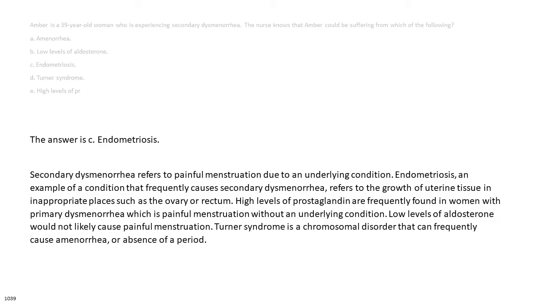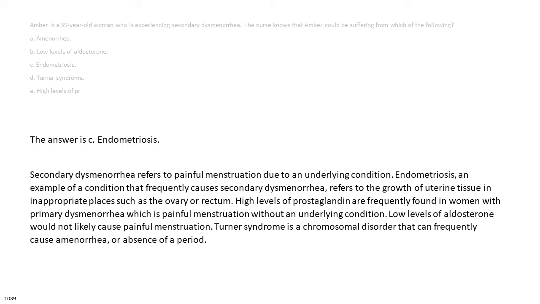The answer is C. Endometriosis. Secondary dysmenorrhea refers to painful menstruation due to an underlying condition. Endometriosis, an example of a condition that frequently causes secondary dysmenorrhea, refers to the growth of uterine tissue in inappropriate places such as the ovary or rectum.